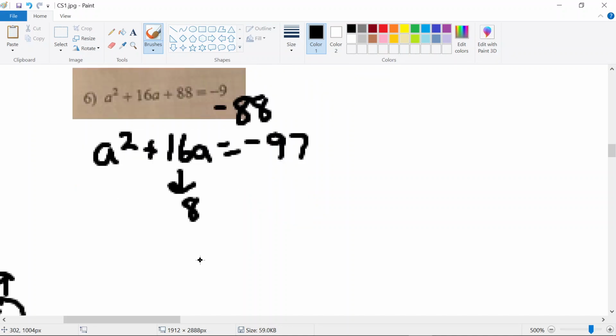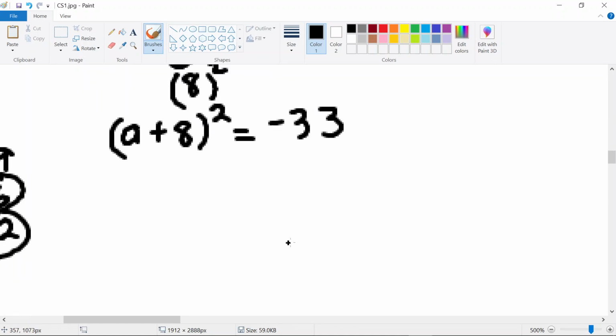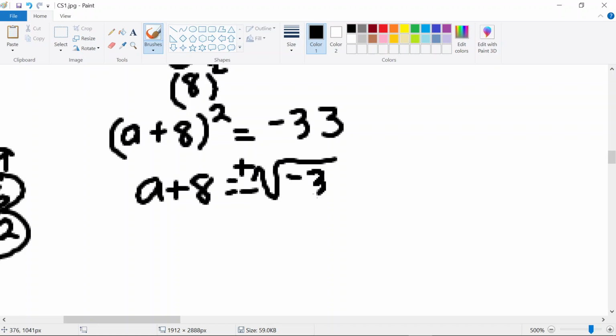So this is going to be a plus 8 squared equals, and then 8 squared is 64. So I'll add that to the right side. Negative 97 plus 64 is negative 33. Take the square root of both sides. A plus 8 equals plus or minus the square root of negative 33.